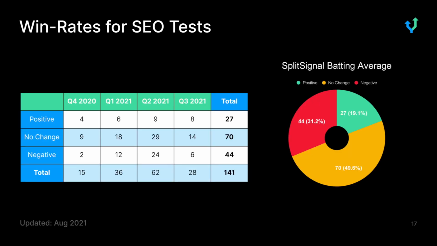SEO testing is not easy. Similar to CRO testing, there's about a 20 to 50% win rate with SEO tests, depending on who's running the test. If you choose very, very simple low-risk tests, there's a higher probability that you're going to get a no change result. But if you're choosing more risky, more advanced tests, there's a higher probability you'll get a positive result.